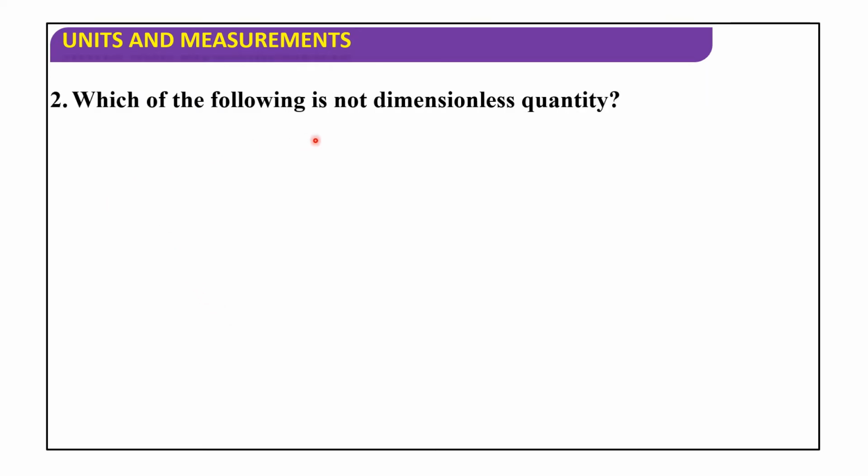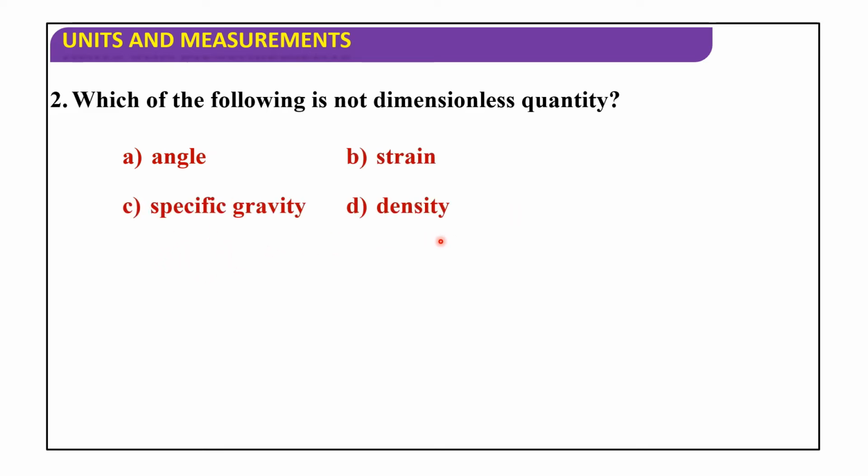Next, which of the following is not a dimensionless quantity? Angle, strain, specific gravity, density. In these four options, which is not a dimensionless quantity? Density. Here density is not a dimensionless quantity.